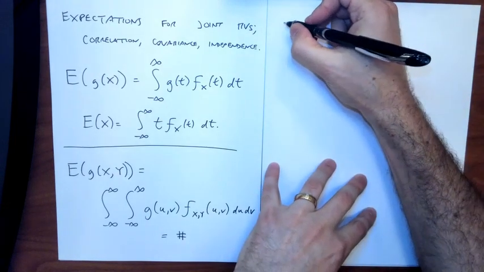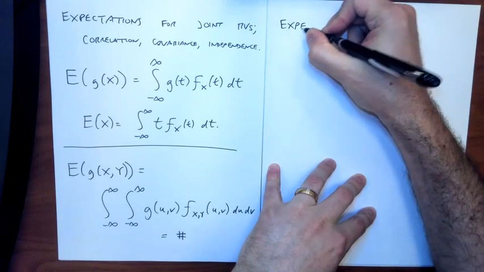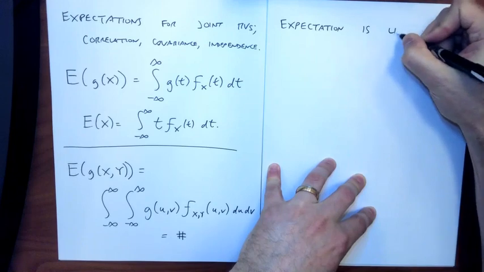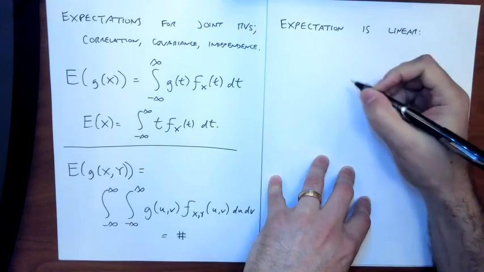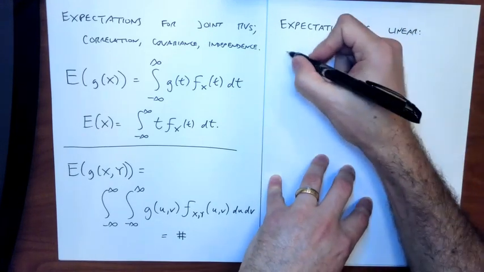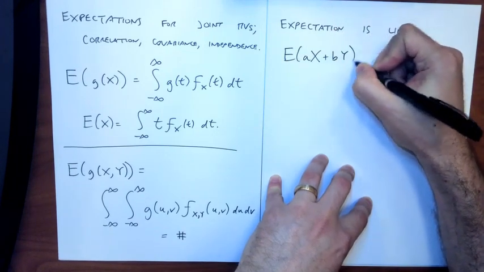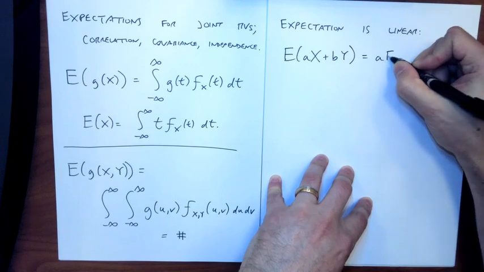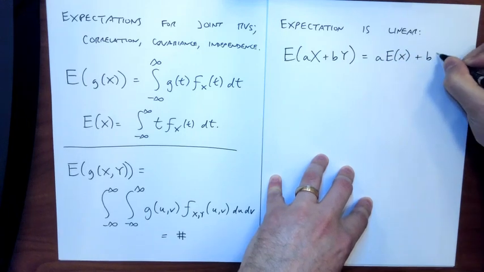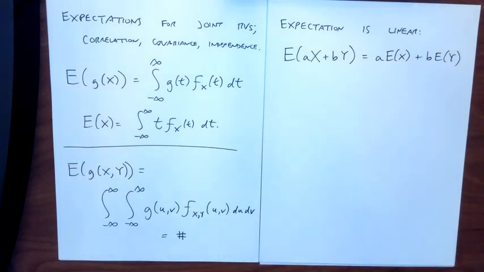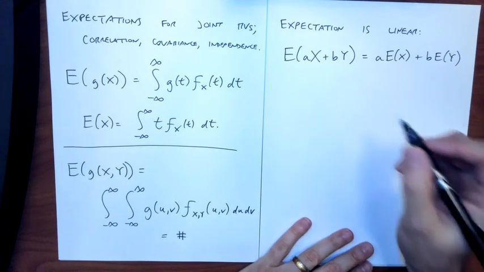So expectation or expected values are linear, which means that the expected value of ax plus by is equal to a times the expected value of x plus b times the expected value of y. So I can always kind of take expected values apart to be a little bit easier, right? And just kind of as an exercise, let me just convince you why that's true, right?